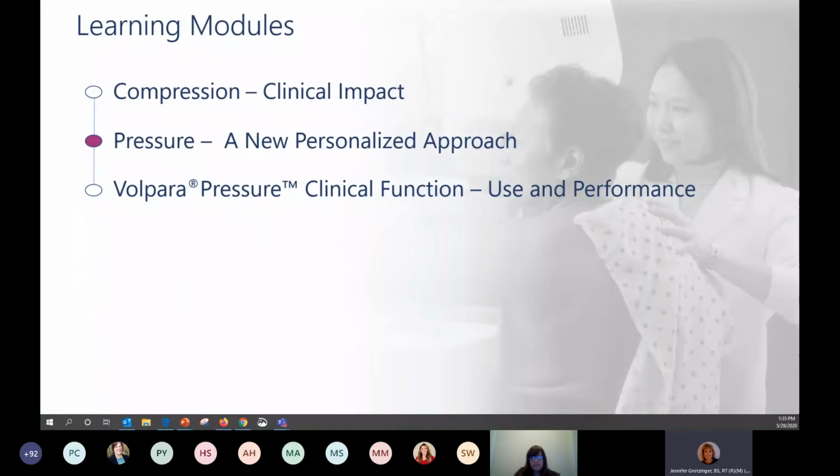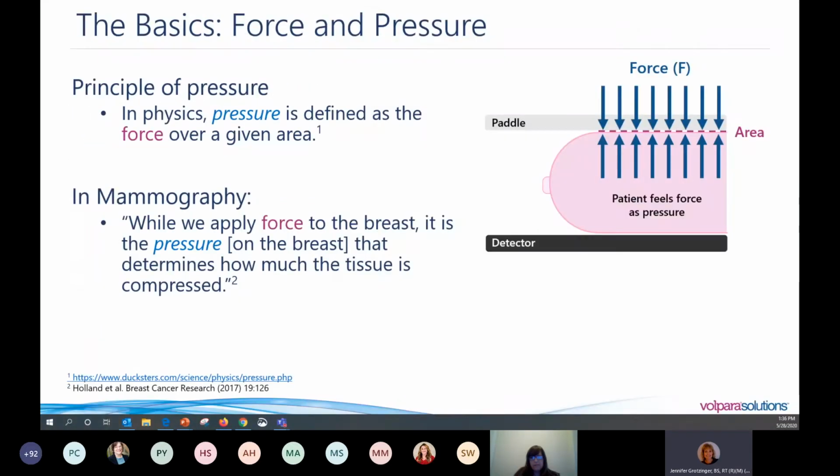So let's talk about that new personalized approach to compression. The principle of compression pressure is that in physics, pressure is defined as force over a given area. In mammography, while we apply force to the breast, it's the pressure on the breast that determines how much that tissue is actually compressed.